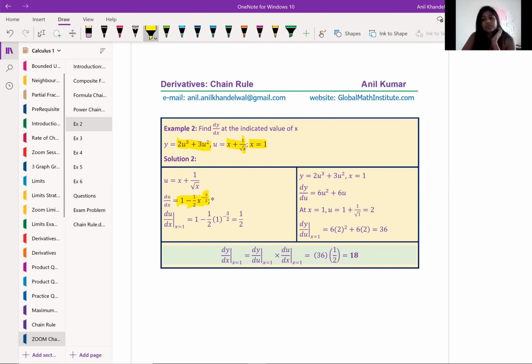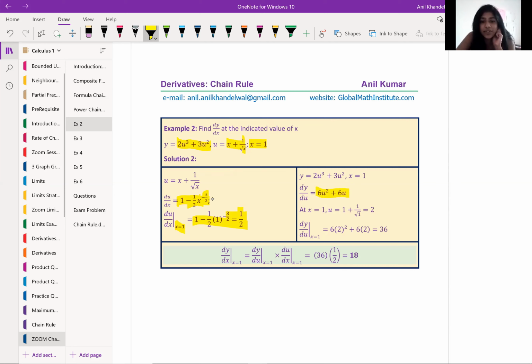And then I would sub the 1, because it says x equals 1, into the derivative, and we get half. Then you take the next equation, which is y equals 2u cubed plus 3u squared, and I'll find the derivative of that, which is dy/du. So 3 times 2 is 6, u squared, 3 minus 1, plus 6u, because 3 times 2 is 6, and then it would just be u to the 1.